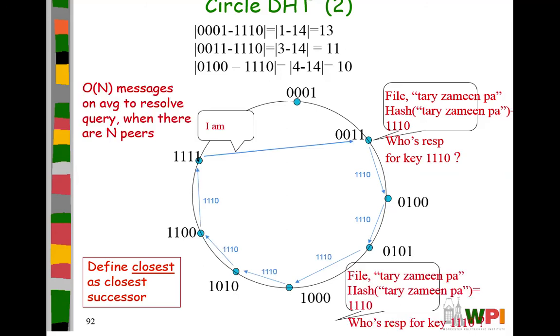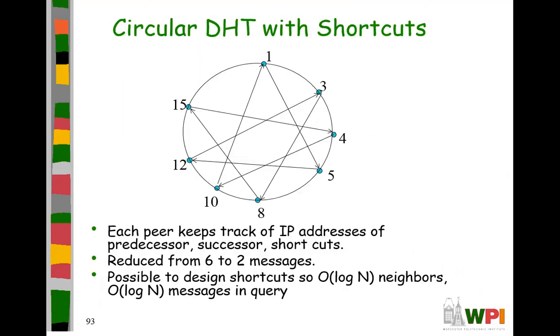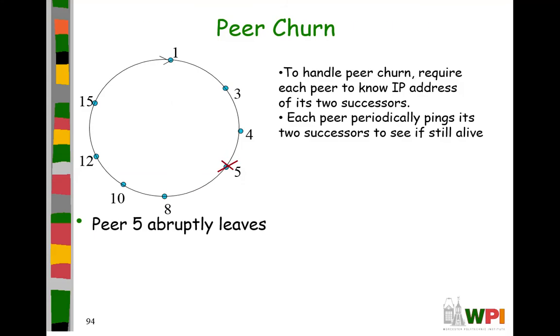Okay, so we can discuss it later on. It is present here. Okay, this is called peer churn. Peer churn means the user can leave or join the network as they want.